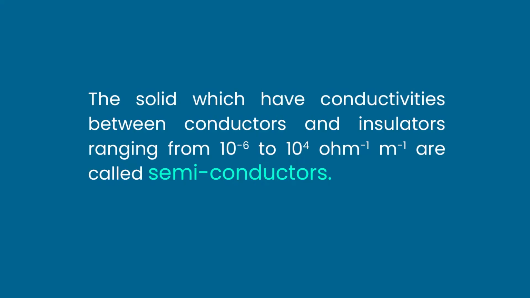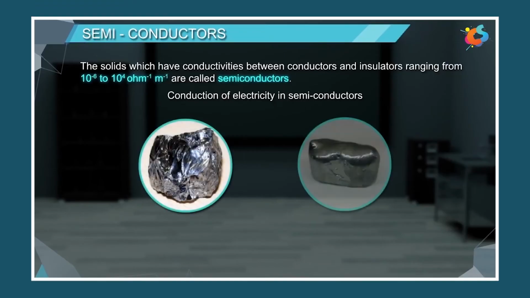Coming to the definition, the solids which have conductivities between conductors and insulators, ranging from 10^-6 to 10^4 ohm^-1 m^-1, are called semiconductors. Conductivity of electricity in semiconductors like silicon, germanium, etc.